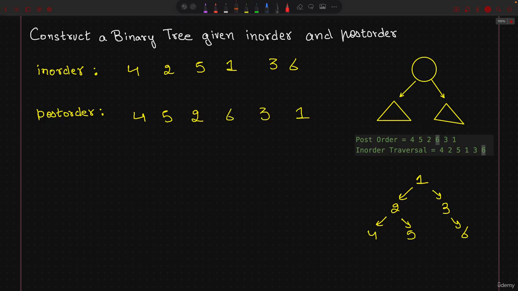Great. Now we know that in-order actually means that first we are given the left subtree, then it is the root, and then we print out the right subtree. In a very similar manner, what we are given in the post-order is the left subtree, the right subtree, and the root.